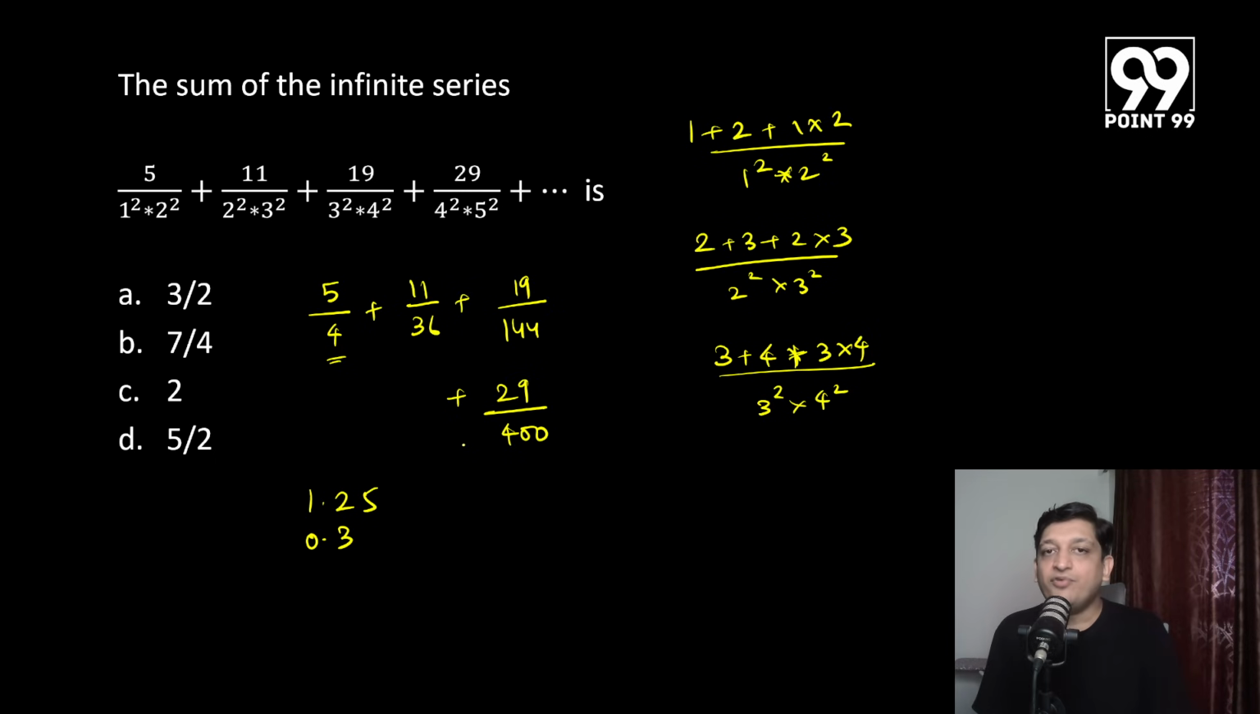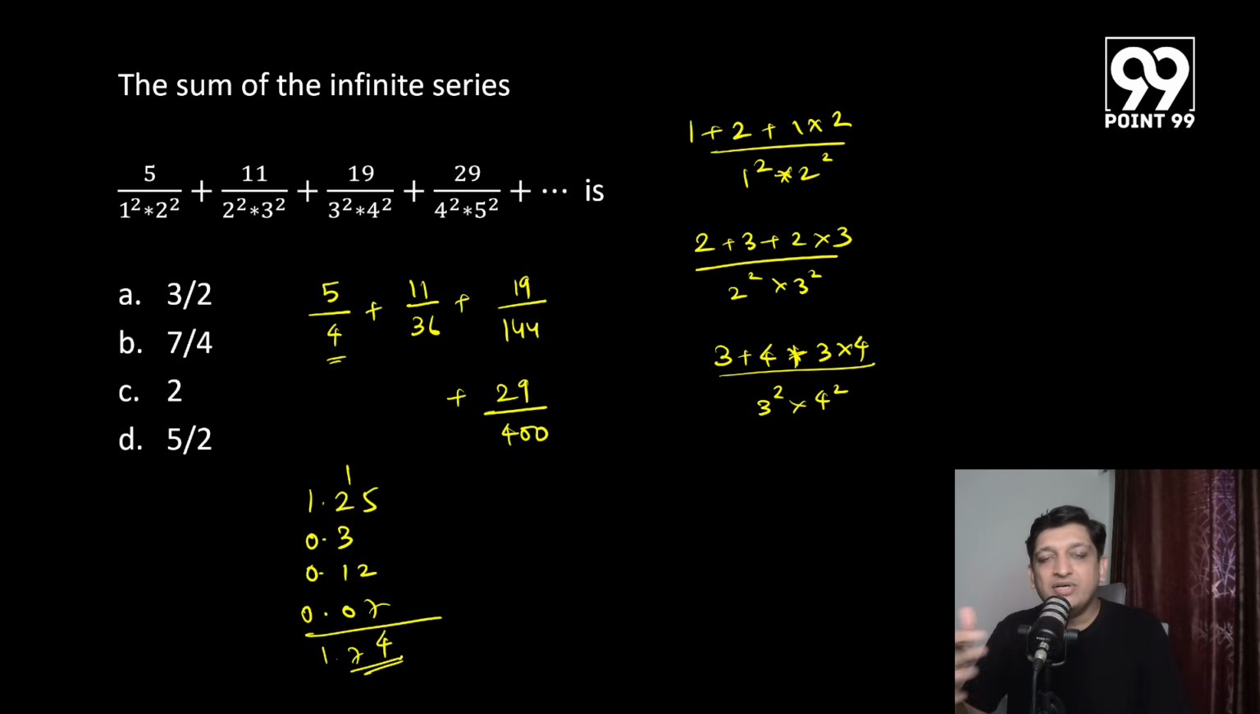19 divided by 144 is going to be more than 10%, but of course less than 20%, right? So 14.4 will go away. You'll be left with the 4.6. So you can say 0.12 kind of a thing. And 29 by 400, if you look at it, this becomes very small, 0.07-ish is something that you will get. This basically adds up to 1.74.